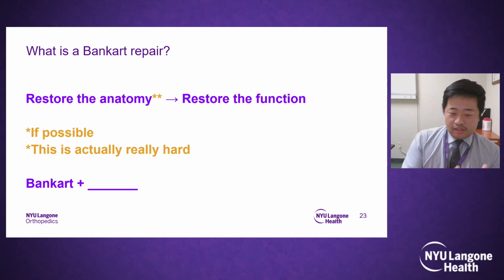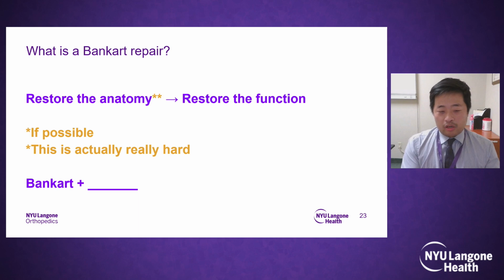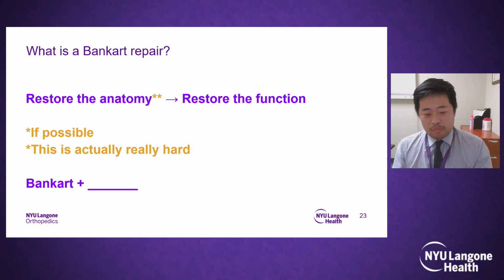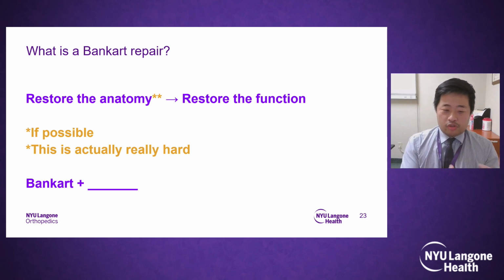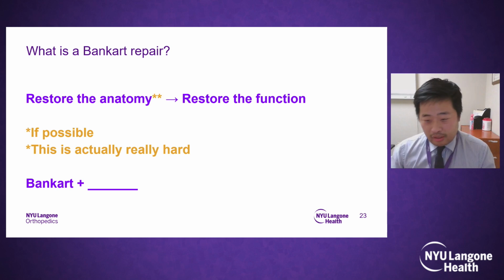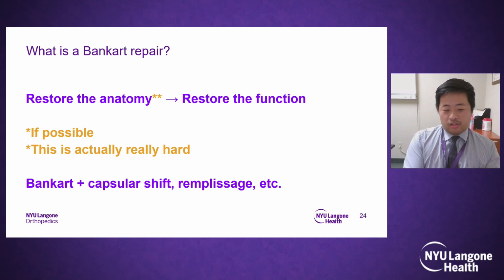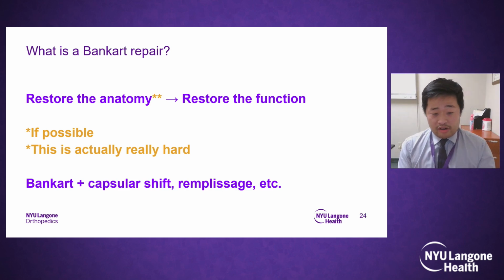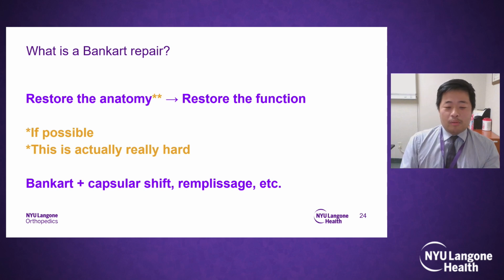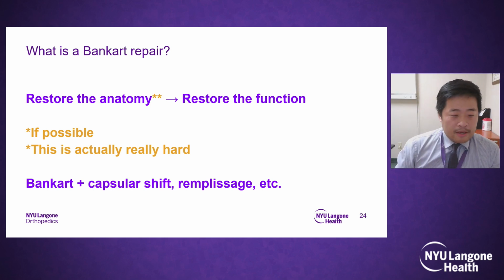And for that reason, I think a lot of times when we talk about a Bankart repair, or when people write about a Bankart repair, we're not just talking about restoring the anatomy, we're doing that and something else, right? And so you'll see Bankarts done with a capsular shift, right? That's erring more towards stability. A remplissage, we'll talk about that later, but essentially, a lot of times we're doing a little bit more than a Bankart because we'd rather err towards stability.